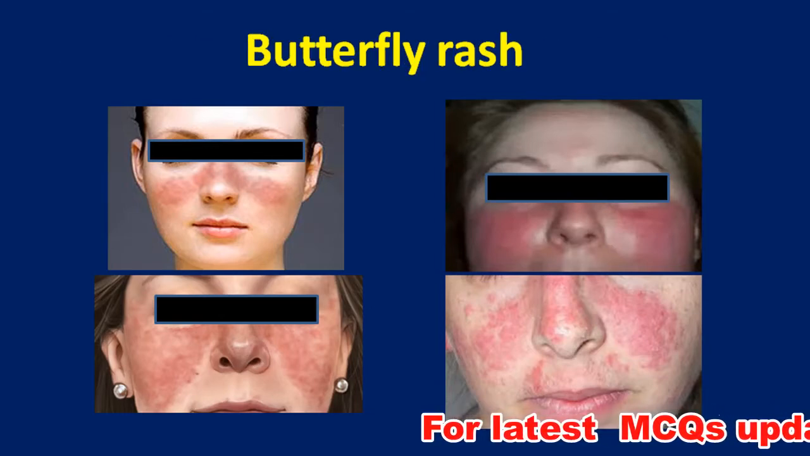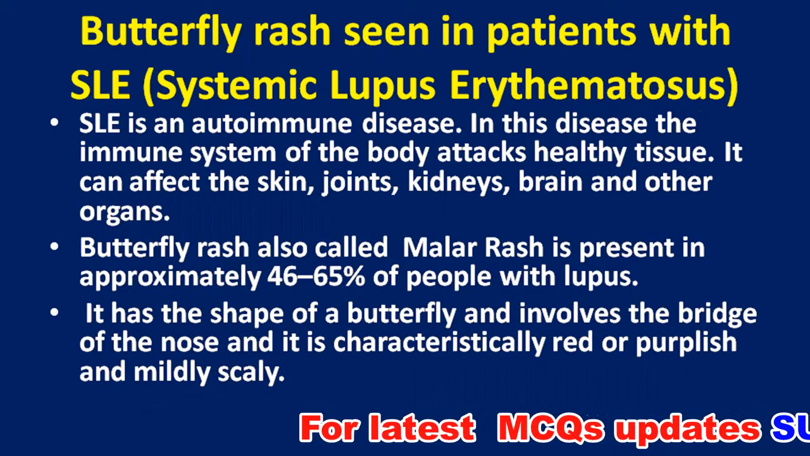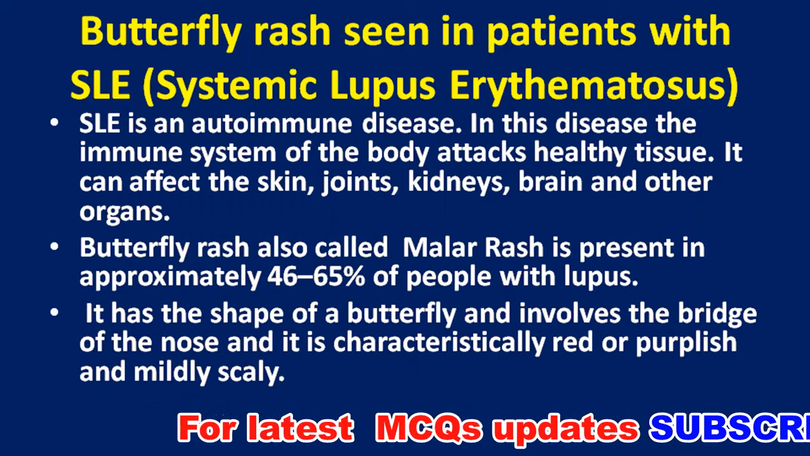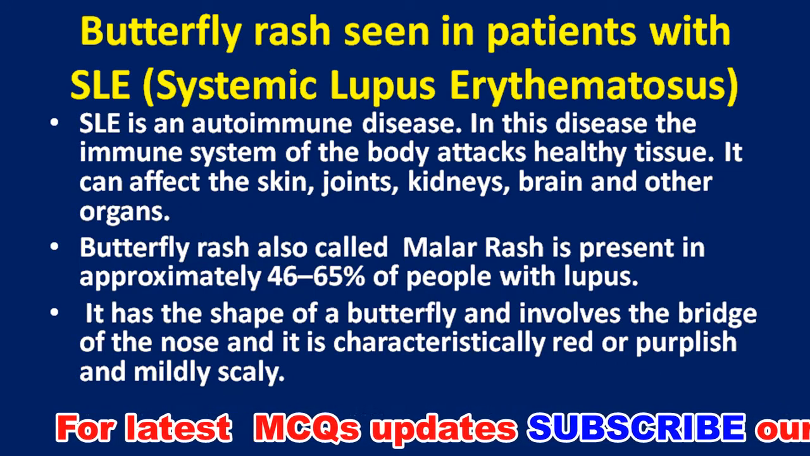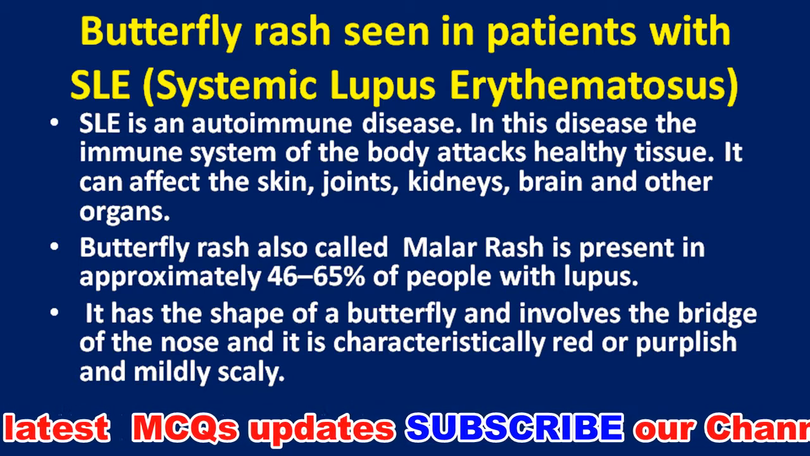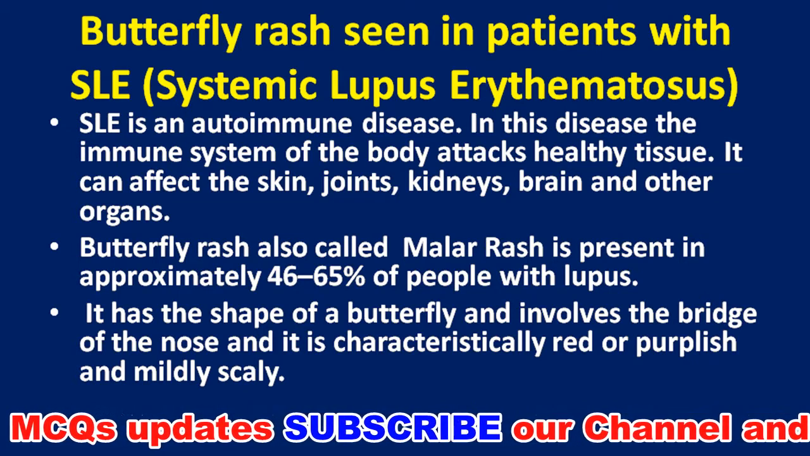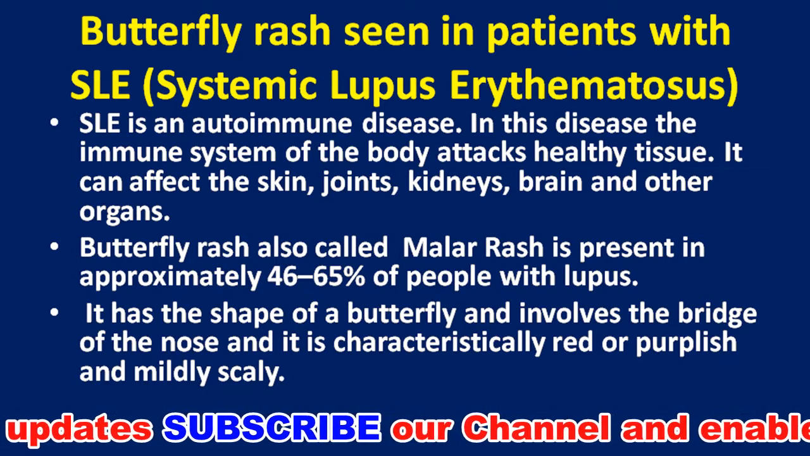It is known as butterfly rash. Butterfly rash is seen in patients with SLE. SLE means systemic lupus erythematosus. SLE is an autoimmune disease. In this disease, the immune system of the body attacks healthy tissues. It can affect the skin, joints, kidneys, brain, and other organs.